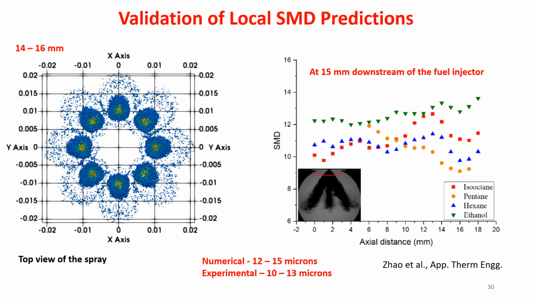This slide shows the local SMD predictions. The right hand side image shows the Sauter mean diameter variations at 15 mm downstream of the fuel injector along the axial distance. The SMD is measured by using the PDA technique. The left hand side image shows the spray parcels at 14 to 16 mm distance. It has been observed that the numerically predicted data is over-predicting compared to the experimental. However, the values are within the acceptable range, where the numerically predicted values are within the range of 12 to 15 microns, whereas the experimental values are reported at 10 to 13 microns.